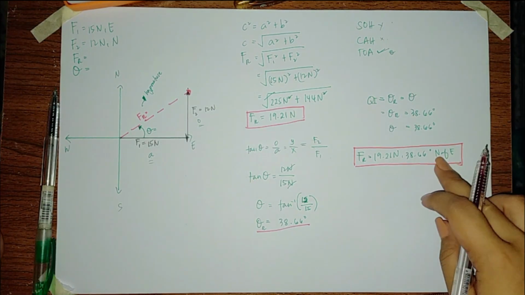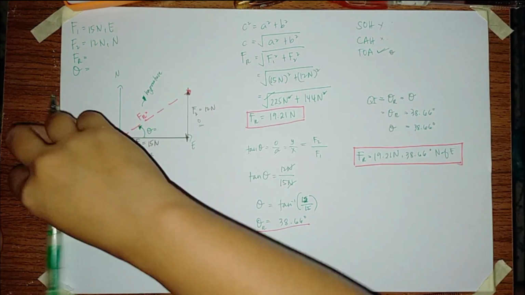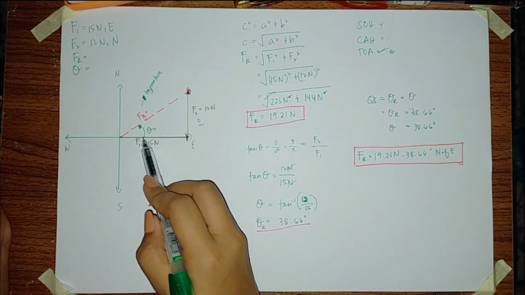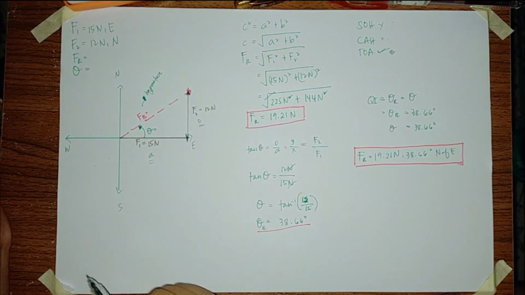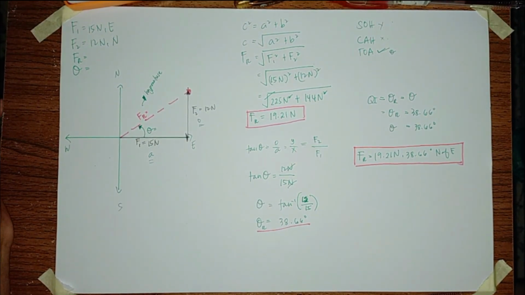Miss, bakit nag-north of east? It's because halin siya sa east, nagkadto siya sa north. That's why it's north of east. So that's for our first example. Now let us have our second example.